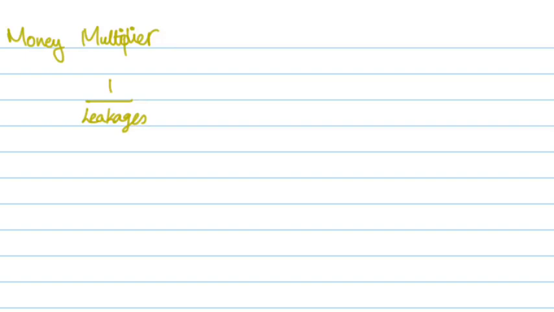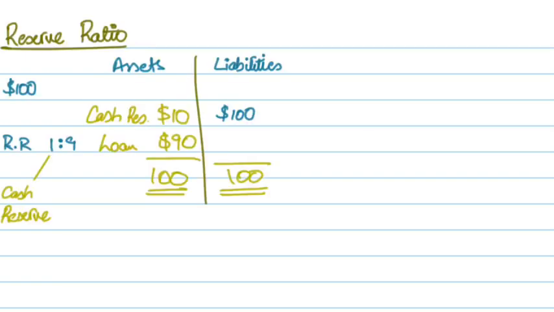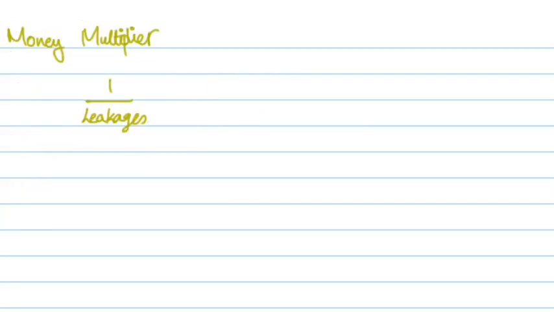In the previous example, the ratio was 1:9, which means 10% of the deposit will stay in the bank. So 1 upon 10%, that's 1 upon 0.1, and this will be 10. 10 is the money multiplier.